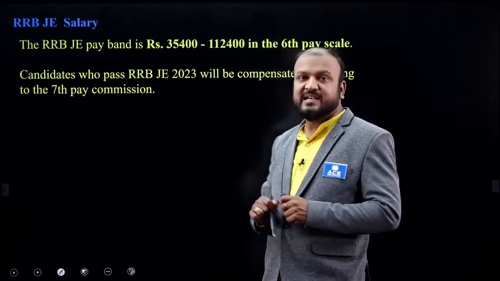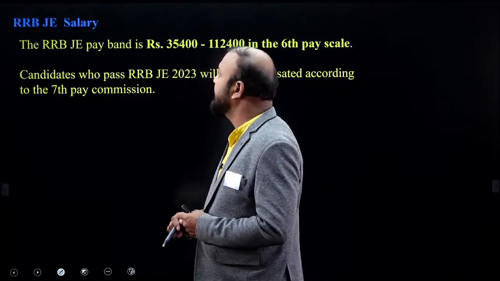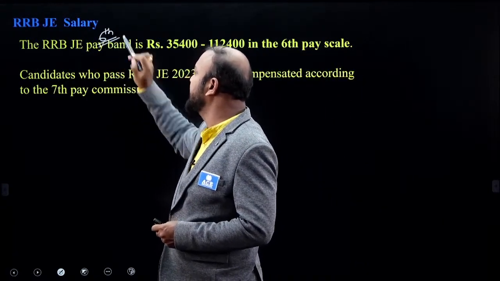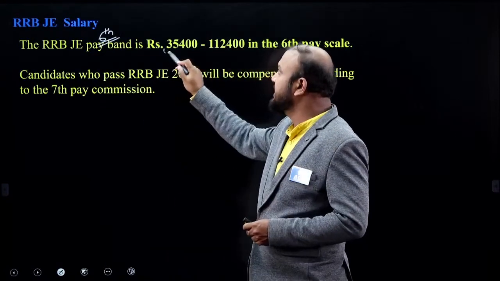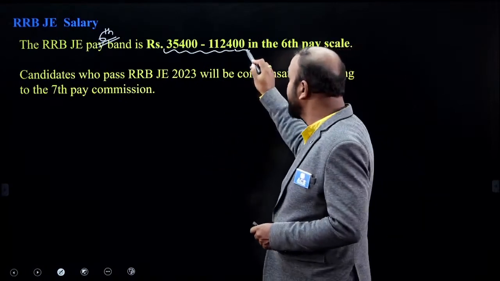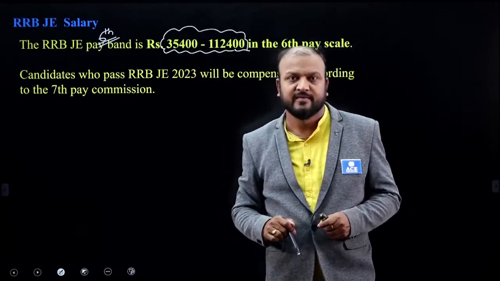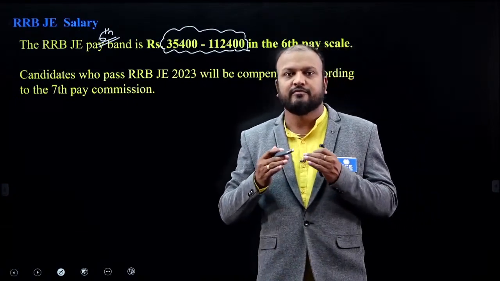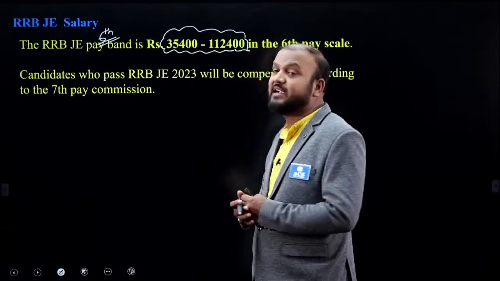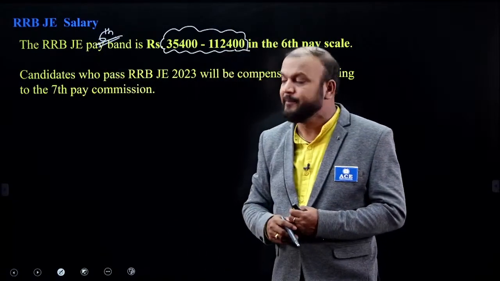And the best part is the salary. RRB JE is offering the 6th pay band. Now, the 6th pay band is 35,400 to 1,12,400. For an engineering graduate, if you get a job at an early stage, this pay band is very good pay, and this is generally called the 6th pay band.